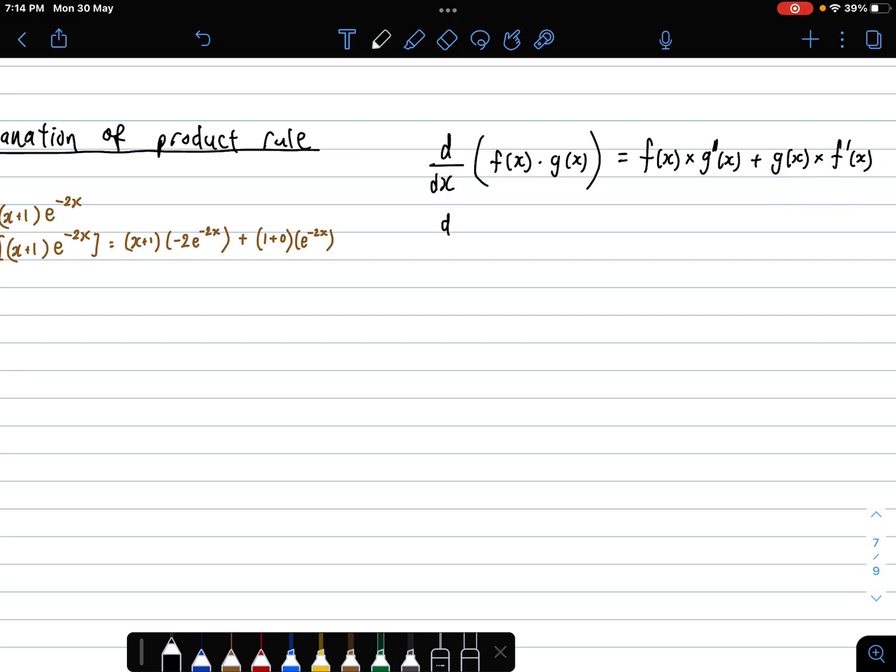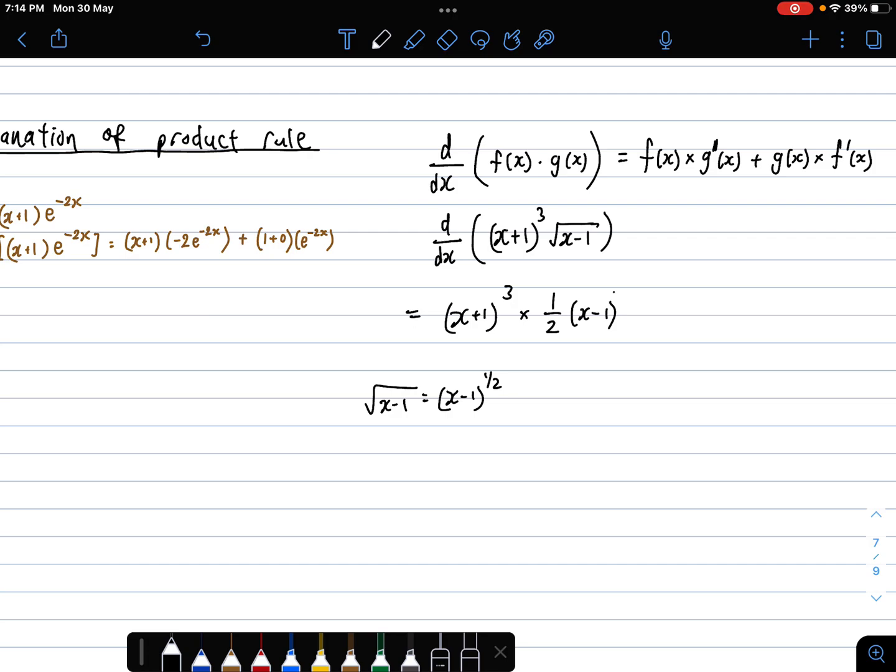So, a quick example, let's say you've got d by dx of, a simple one, (x plus 1) to the power 3 times square root of (x minus 1). How to differentiate? Take the first guy, which is (x plus 1) cubed, multiply it by the derivative of square root of (x minus 1). Square root of (x minus 1) is nothing but (x minus 1) to the power of half. So you just bring down the old power, copy down the base, minus 1 to get the new power, so it's negative half.